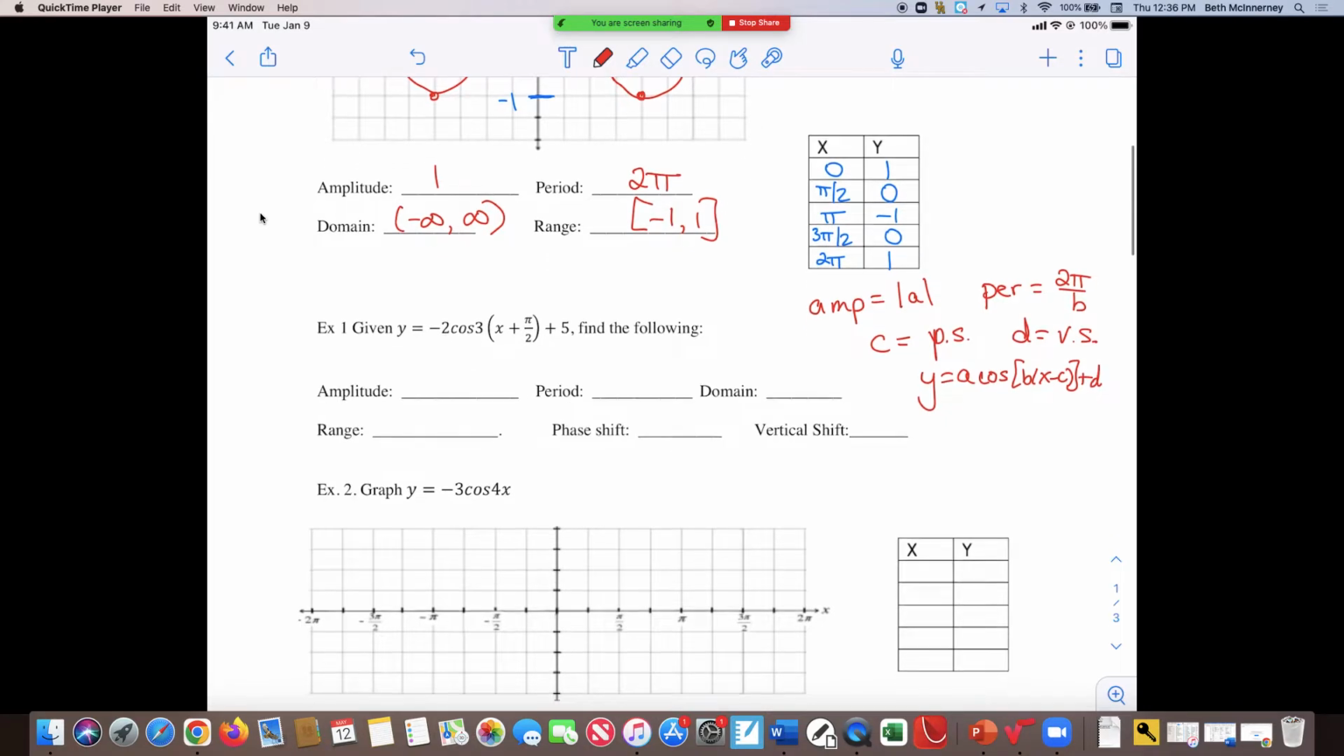All right, in example 1, let me give you about a minute head start on me. And all I want you to do in example 1 is identify the amplitude, the period, the domain, range, phase shift, and vertical shift. Okay, try those.